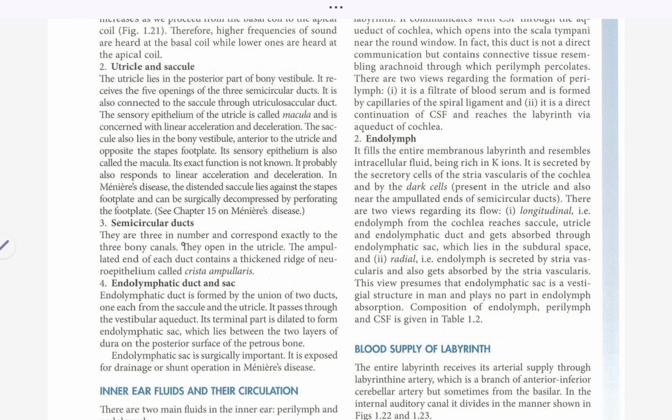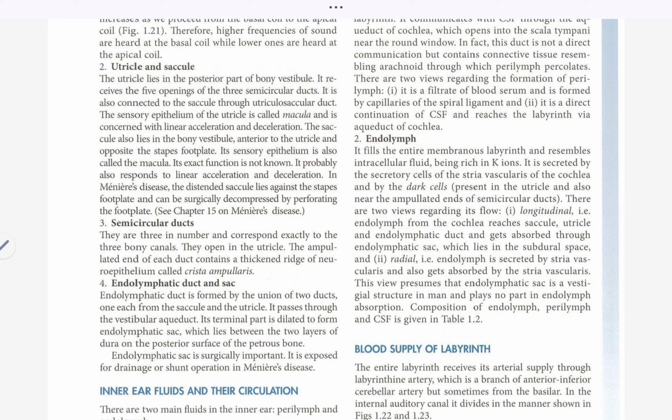Third one, semicircular ducts. There are three in number and correspond exactly to the three bony canals. They open in the utricle. The ampullated end of each duct contains a thickened ridge of neuroepithelium called the crista ampullaris.